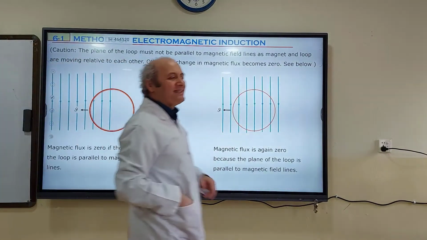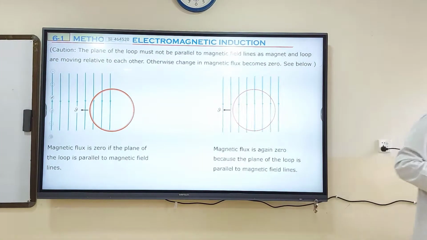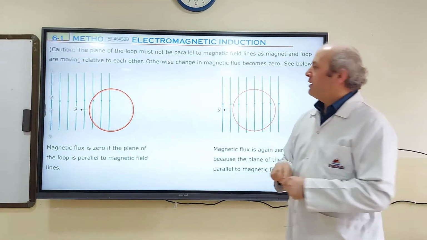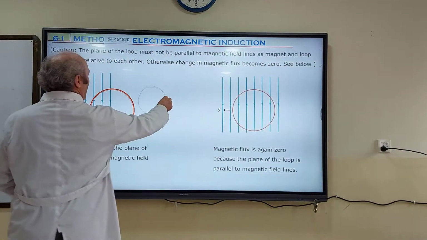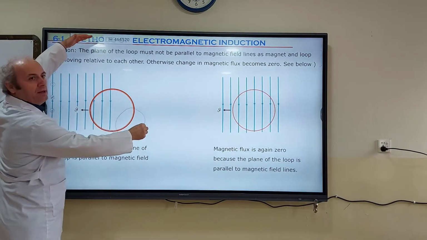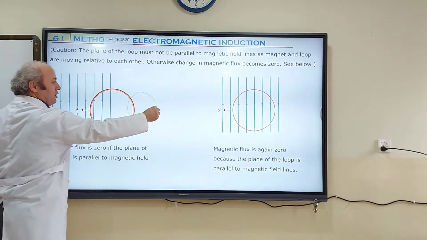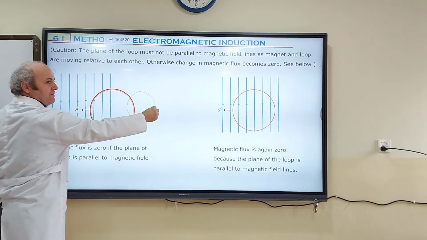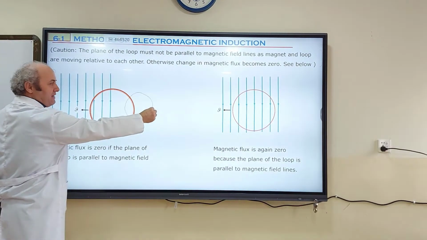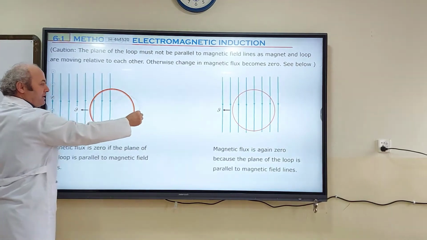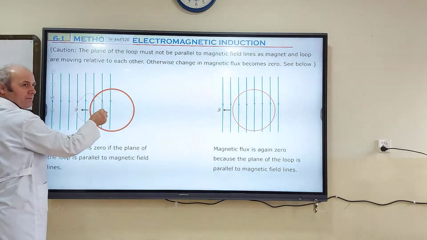The plane of the loop must not be parallel to the magnetic field lines when you are moving the loop. Right now, the loop is out. These are the magnetic field lines from the top of the board to the bottom. And I hold the loop parallel to the magnetic field lines, parallel to the board. Magnetic flux right now is 0, because no line crosses the loop. Right now, how much? Again 0.